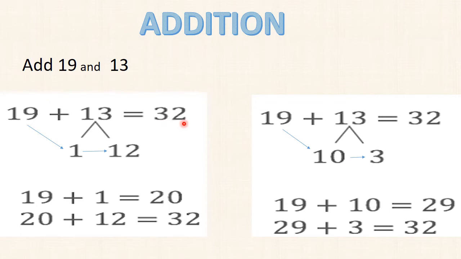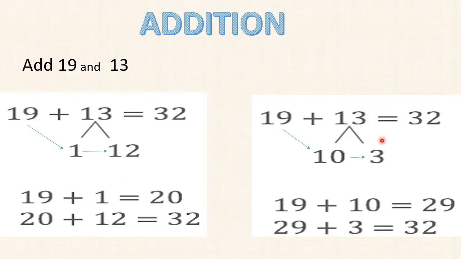So what do we do in the breaking method? Instead of adding the two numbers directly, we break a number. Once you are done with the breaking, you do not use the number you have broken, but you use these simpler forms to do the addition. So 19 plus 1 is 20, 20 plus 12 is 32, so my answer is correct. Again, for 19 plus 13, I get my answer 32, but I will not use the direct method. I am going to use the breaking method.